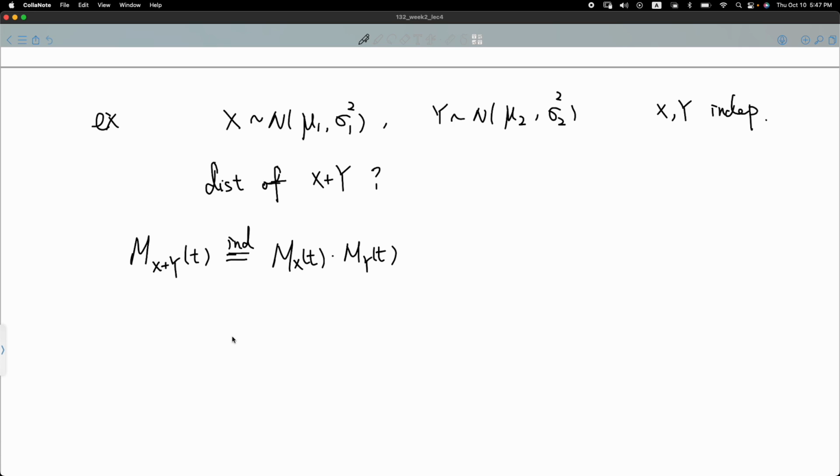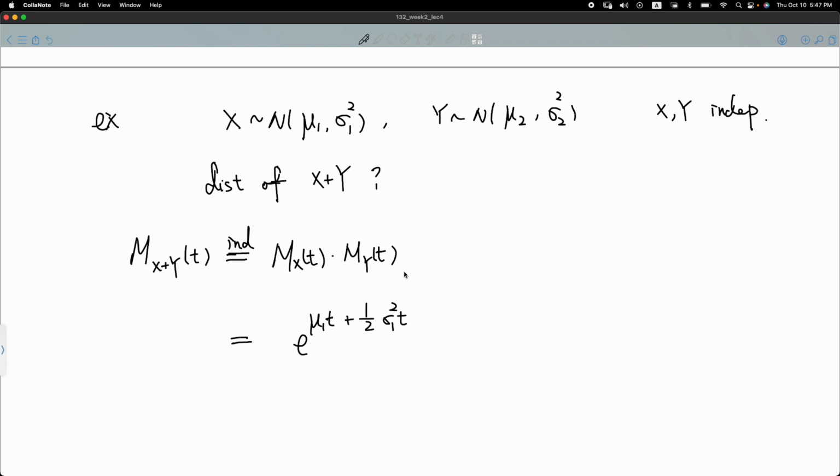So now we can just copy what we got earlier for the moment generating function. So can someone read what we got from our last exercise? What is the moment generating function? So what I'm referring to is mu1 multiplied by t, right? And then 1/2 sigma 1 square, and then t.